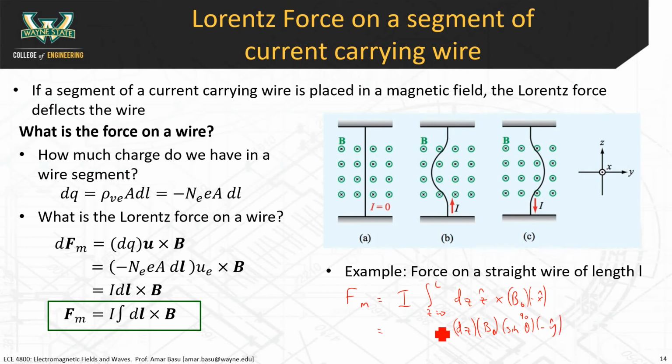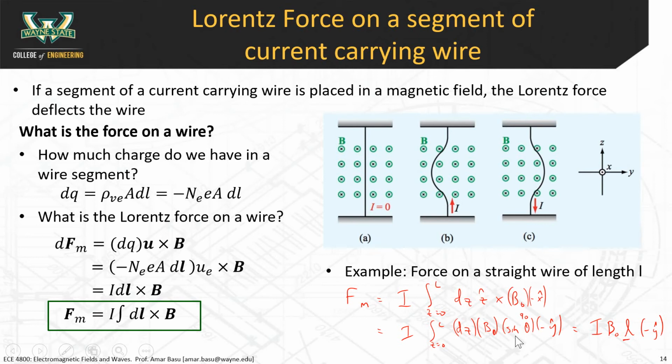Okay, and you integrate this from z equals 0 to L, and you get I times B0 times the length of the wire. This is the length of the wire, and it's just in the negative y hat direction. So this simple rule says if you have a straight wire like this, all you have to do to find the total magnetic force is to multiply the current times the magnetic field strength times L.